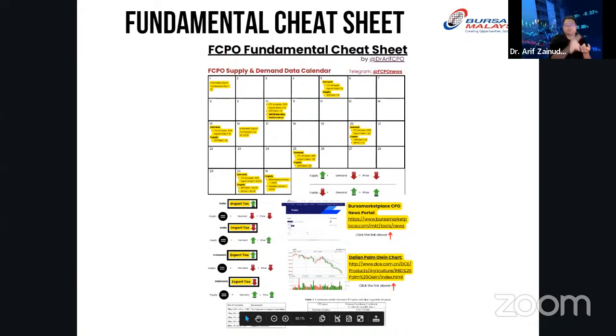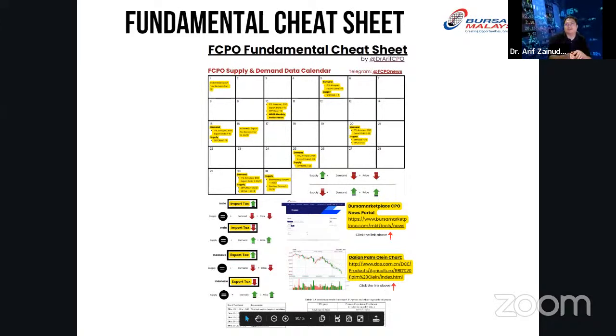For example, export data being positive and supply data being negative. Production is going down, stocks are going down, exports are going up, and then probably there are some rumors about Indonesia wanting to ban CPO exports, and probably we heard rumors that Putin is going to bomb Ukraine and stuff.